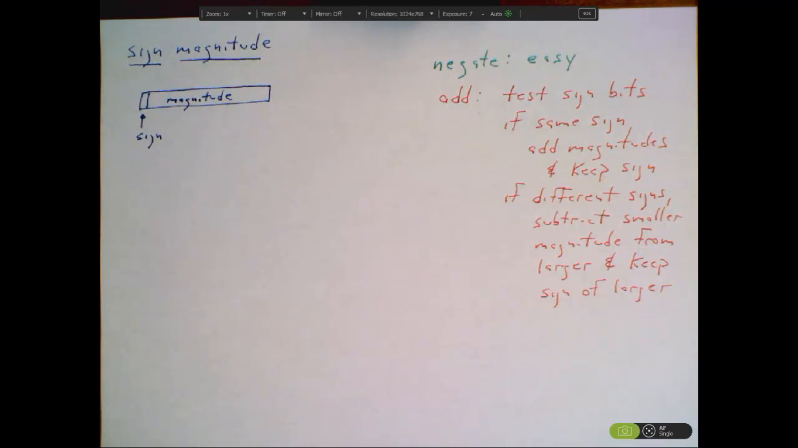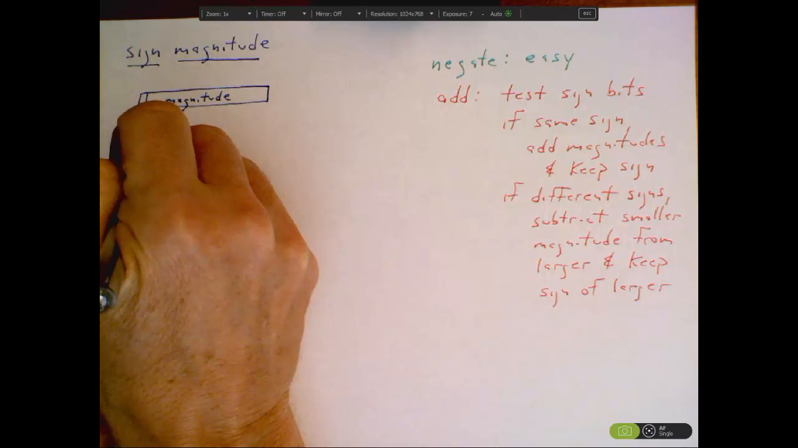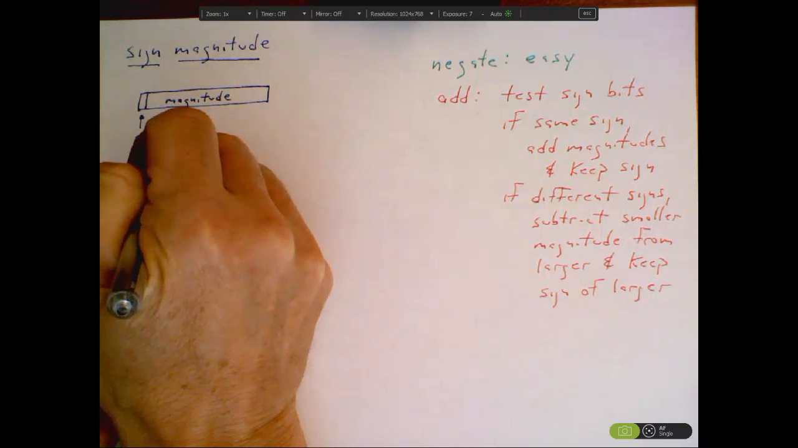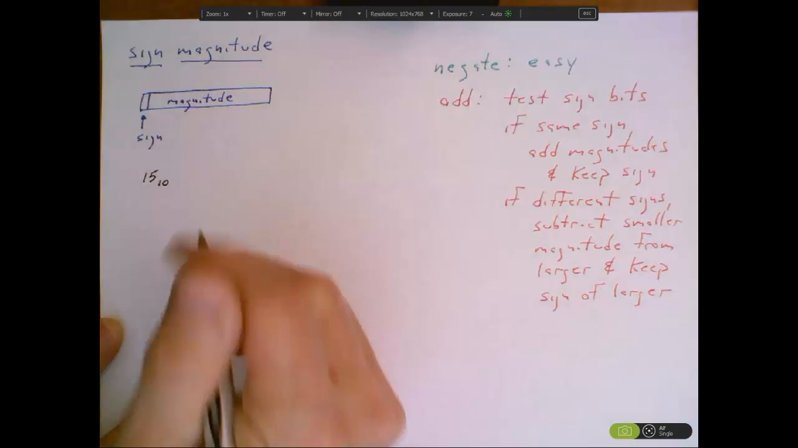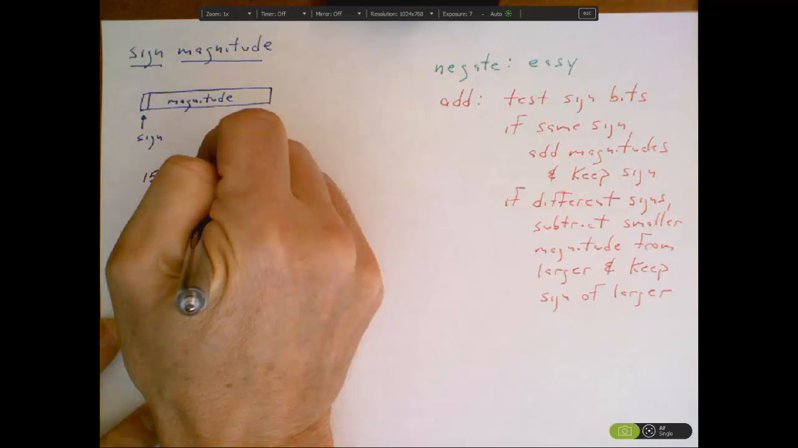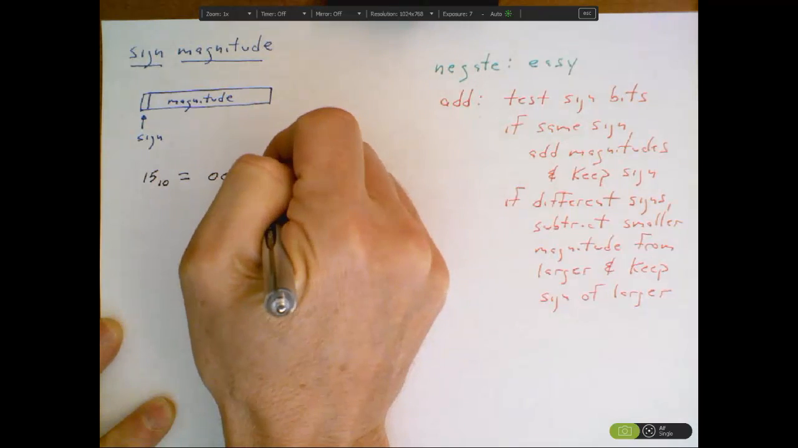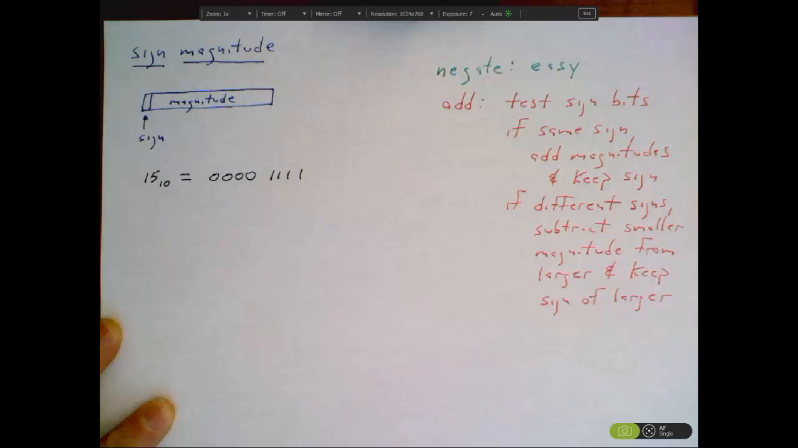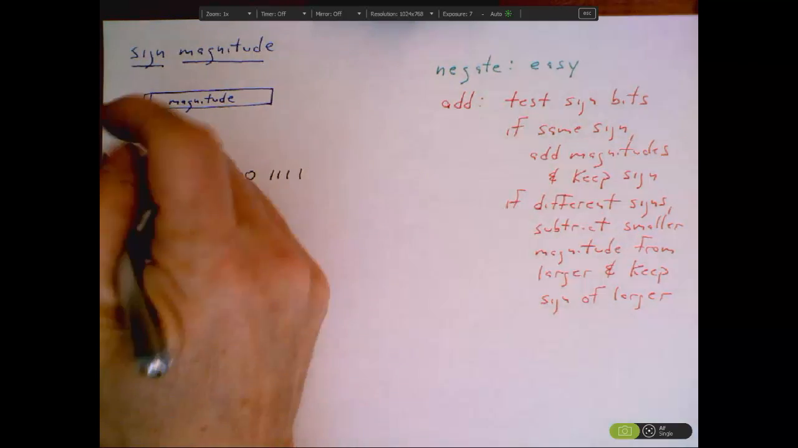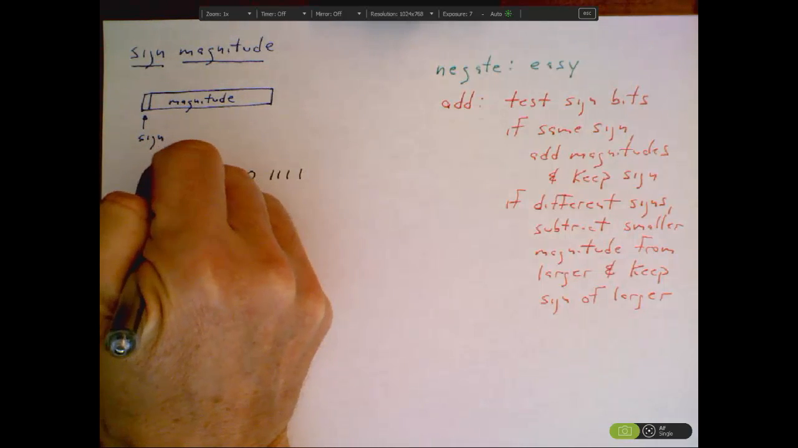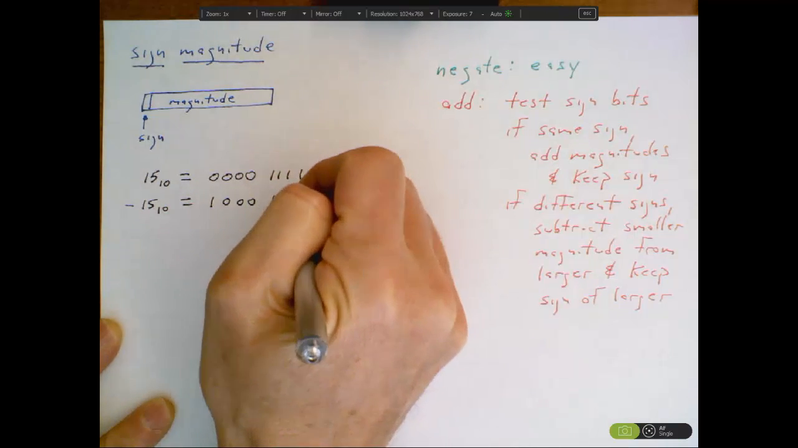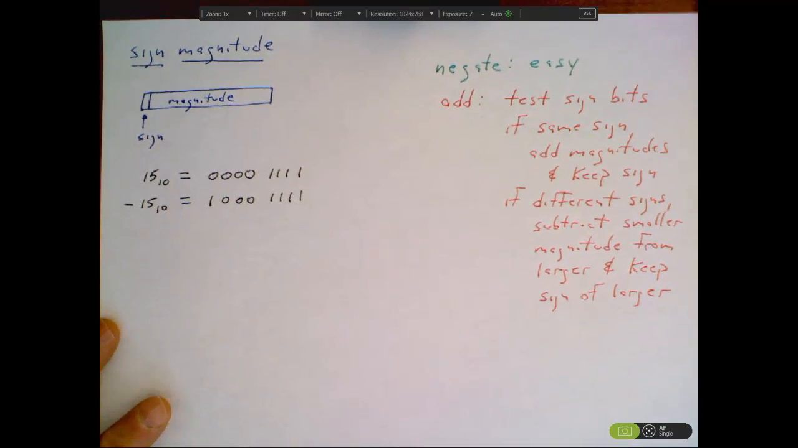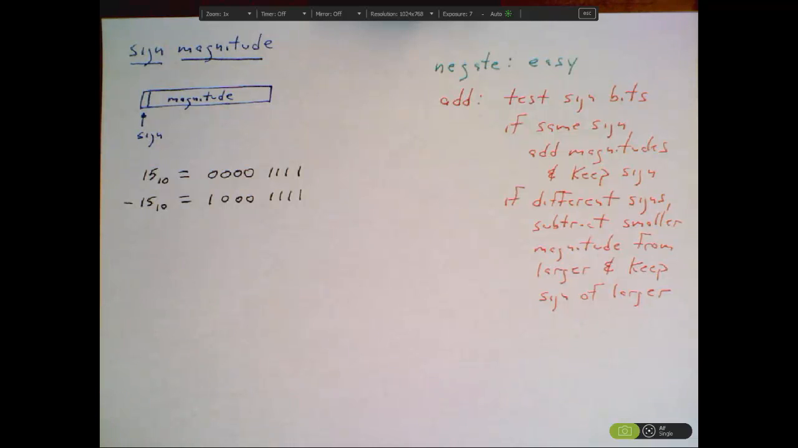So let's take a look at an example of that. If I want to represent minus 15, I'm going to start with the binary representation of positive 15. So that's an easy one. And then I'm just going to flip that leftmost bit to make minus 15. Okay, so the negate is easy.